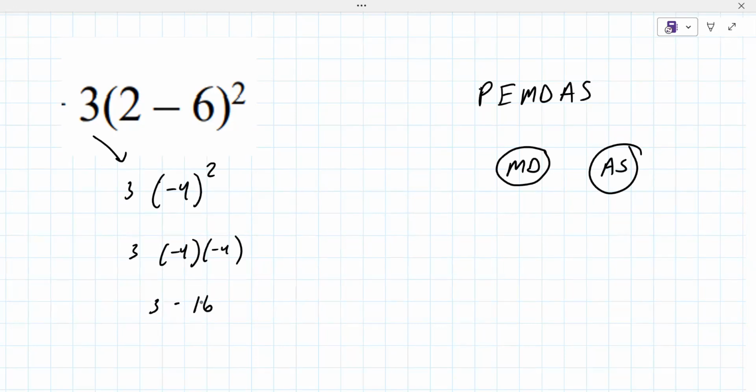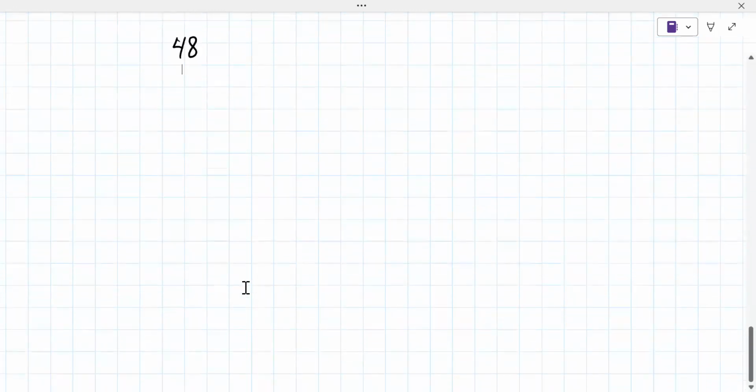Okay. And then you got this 3 times on the outside. 16. You're allowed to use a calculator if you want. 48. It is 48. Good. Okay. Try another one here. Let's go 3 minus 5 cubed plus 7.